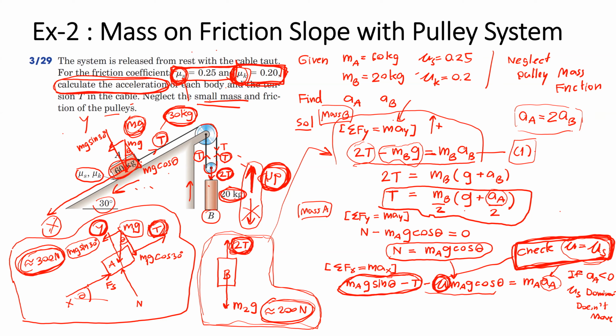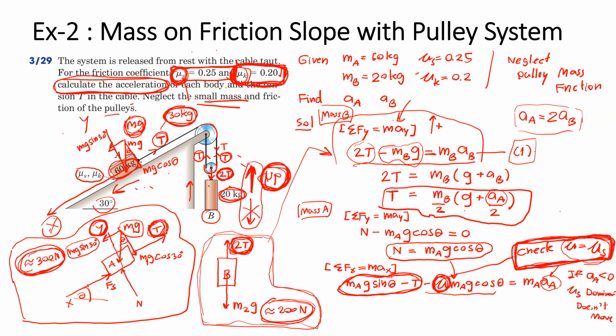But if A is positive in this step, can we just answer the A from this step? No, we cannot use the A in this step to answer, because if the system moves, the friction coefficient that we need to use must be the kinetic friction. So we check the static friction first.